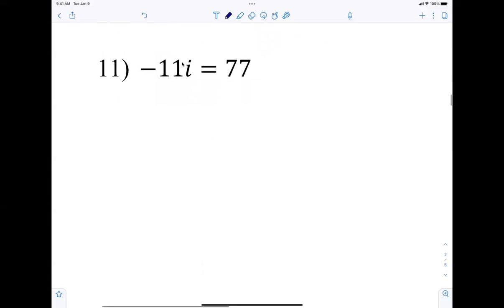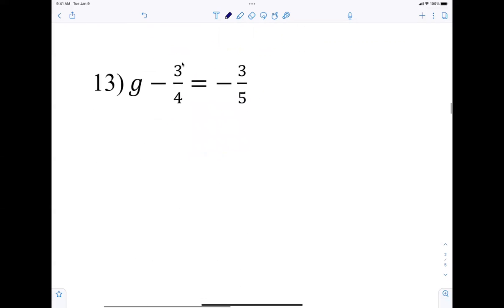Number 11. How do I undo multiplying? Dividing. So we're dividing by -11. Dividing by -11. So I is equal to -7. All right, easy as that. Now, I feel like this is a good place to start, because it's starting with the fractions now.